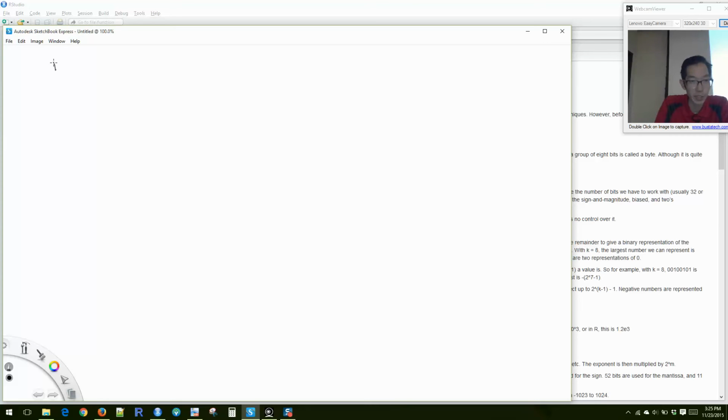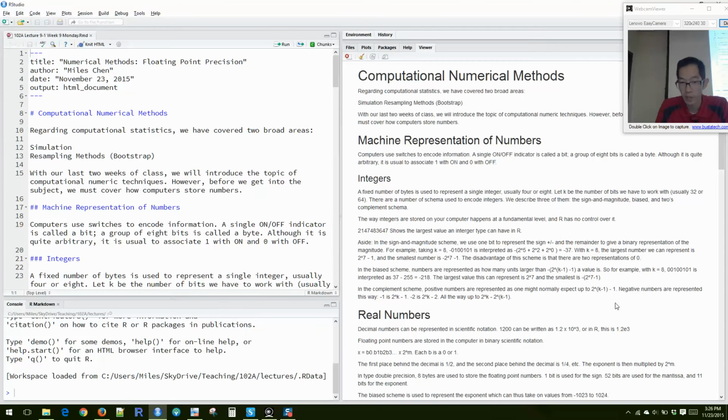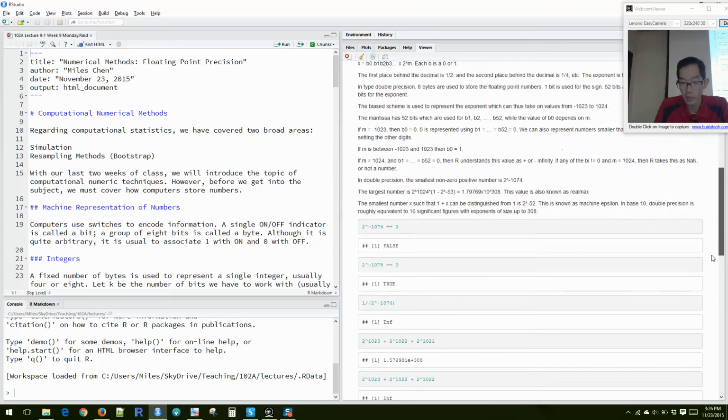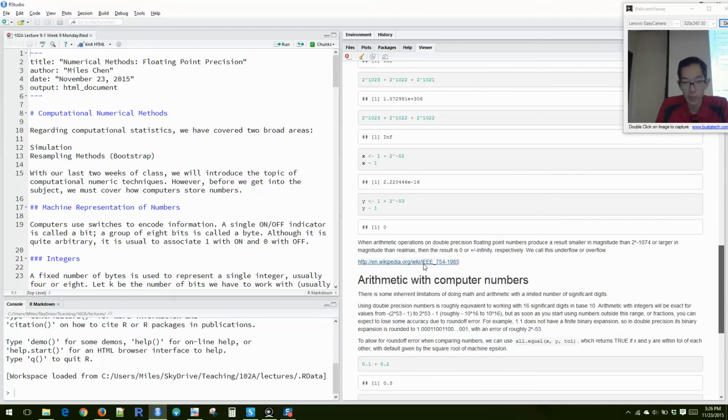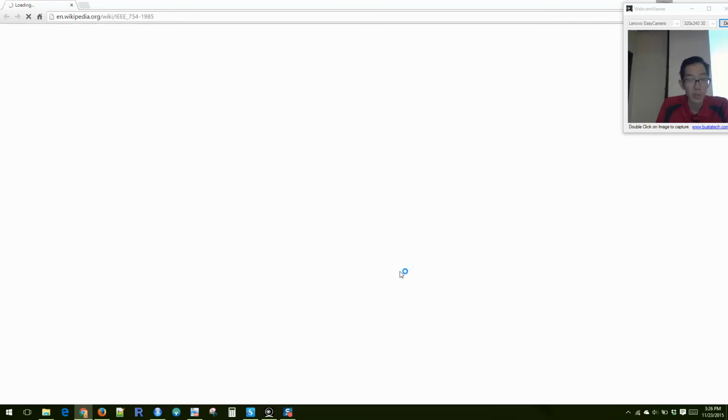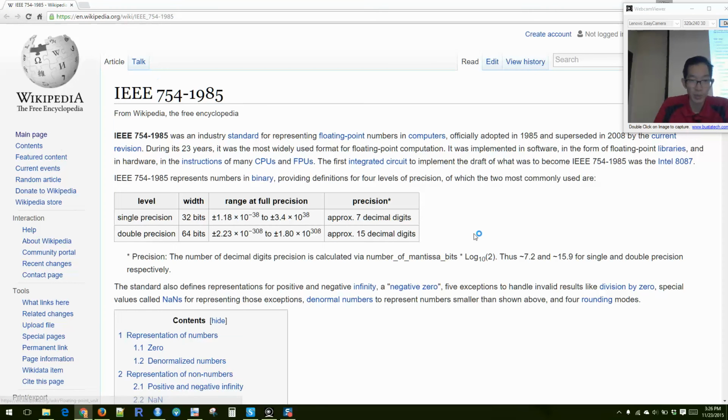With binary notation, we have type double. This is the default numeric mode in R. And actually, it's an engineering standard. It's detailed on this page. This represents how double precision should be represented.